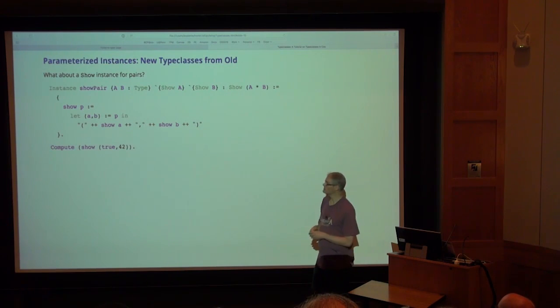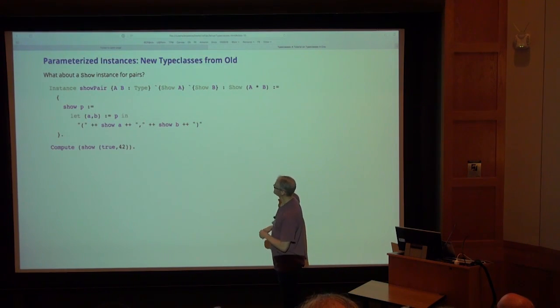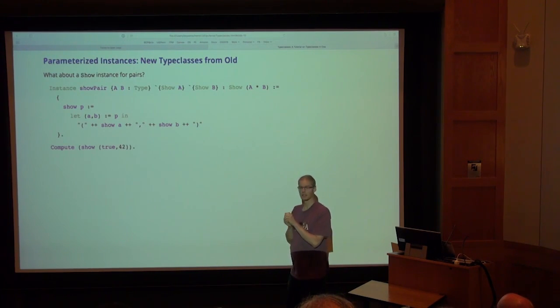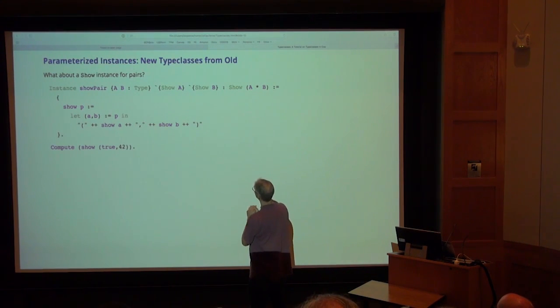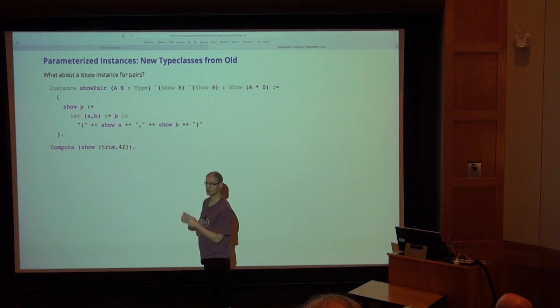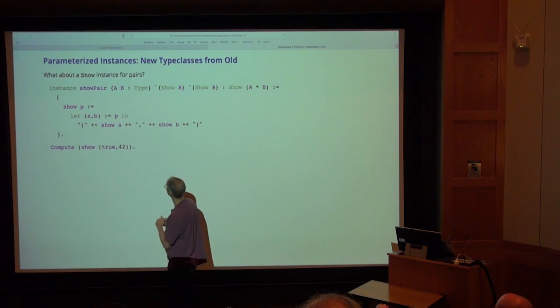What about structured types? Here's a type class instance for show of pairs, which says, you can think of this as a function between type class instances. That's actually what it is. It says, given types A and B, and given evidence that A and B are showable, then the type A cross B is also showable. And here is the show instance for that type.